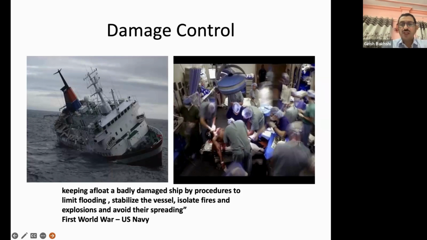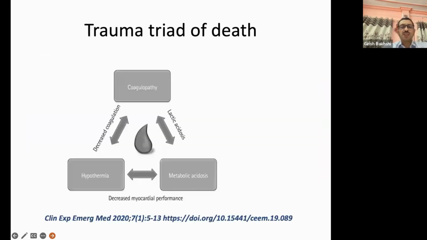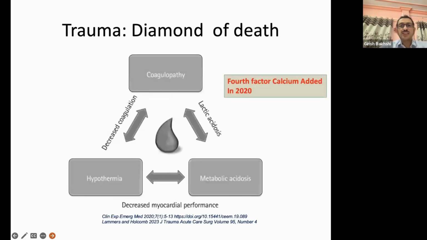What we try to do is to correct the physiology in these patients. As our understanding progressed, we came to know that in trauma there is a triad of death, comprising hypothermia, metabolic acidosis, and coagulopathy. However, in 2022, it was known as the diamond of death by the addition of a fourth factor, and that is calcium. This may be because these patients were given a lot of blood transfusions, or maybe calcium precipitation was there.